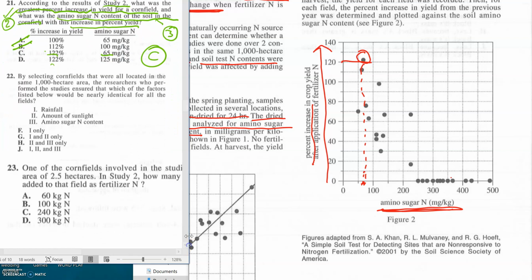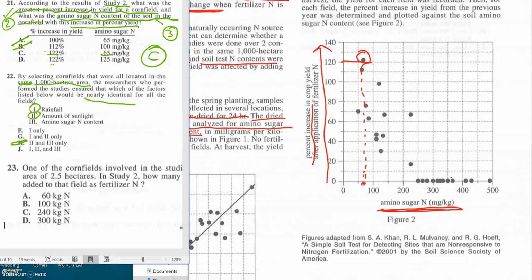And we're going to go to 22. By selecting cornfields that were all located in the same 1,000 hectare, the researchers who performed the studies ensured that which of the factors listed below would be nearly identical for all the fields. Number 1, rainfall. Yeah, I mean, you can't have rainfall just in one part of a field and not another. So yeah, the rainfall is going to be the same. So that one stays in. So H goes out because it only has 2 and 3. The amount of sunlight, well, yeah.